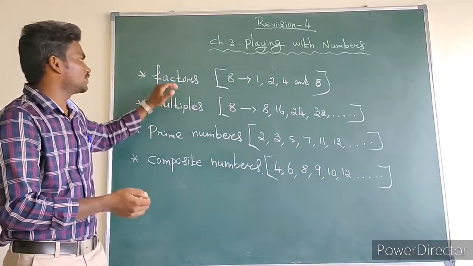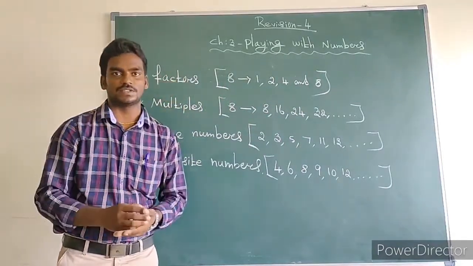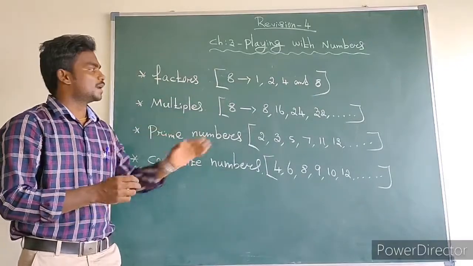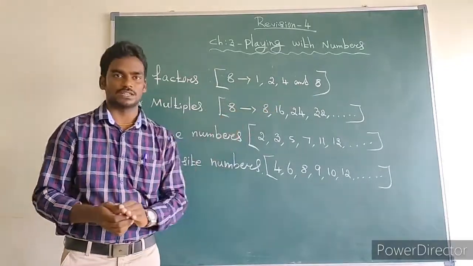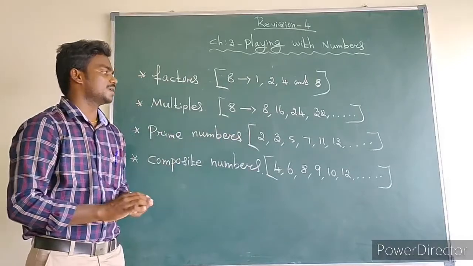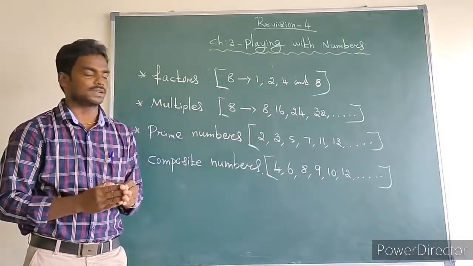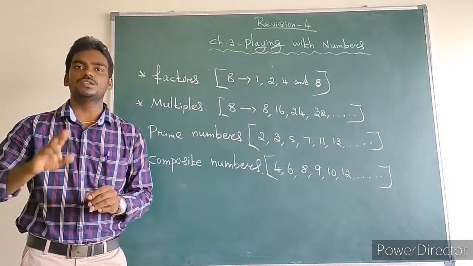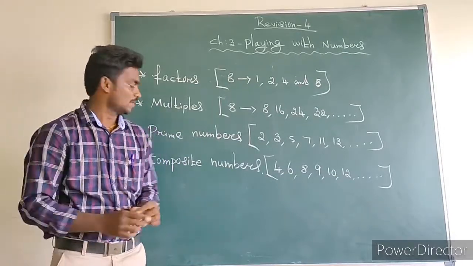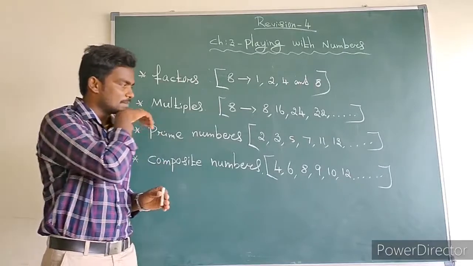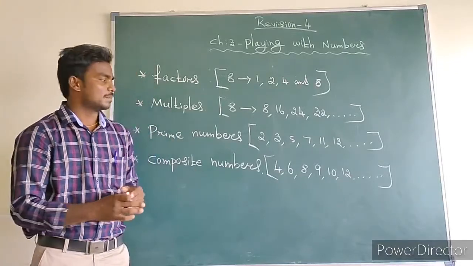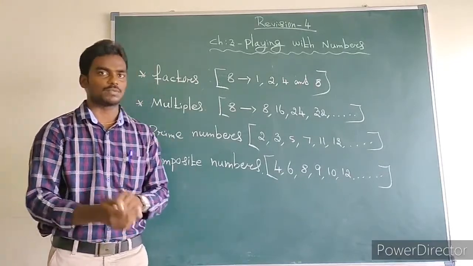So once again we recall what a factor is. A factor is an exact divisor of that number. A multiple is a number multiplied by the consecutive natural numbers. And what is a prime number? A prime number is a number which is divisible by 1 and itself. That means a prime number has only 2 factors, that is 1 and itself. What is a composite number? A composite number has more than 2 factors.